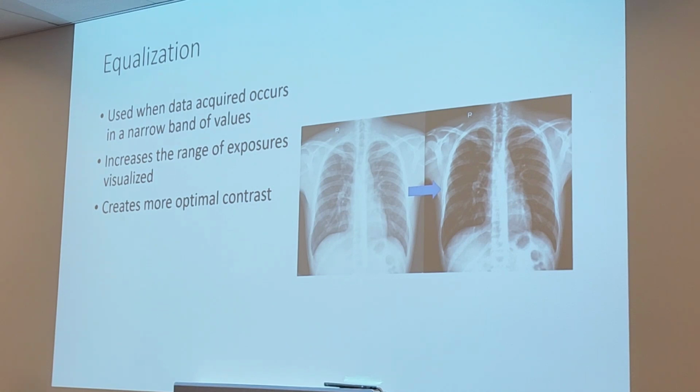All right, fun one. Equalization. This is similar to rescaling. Basically, we have an image that has only a narrow range of colors, so it looks kind of gray, kind of washed out. Equalization just increases the range of the grayscale, and so our contrast now looks better.